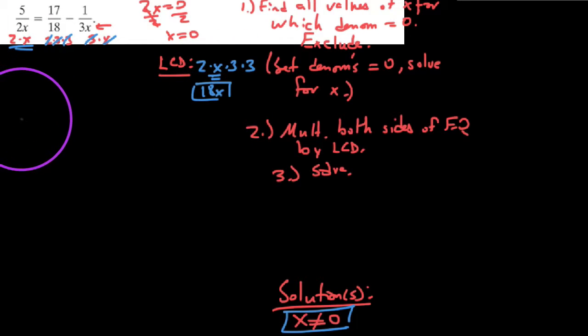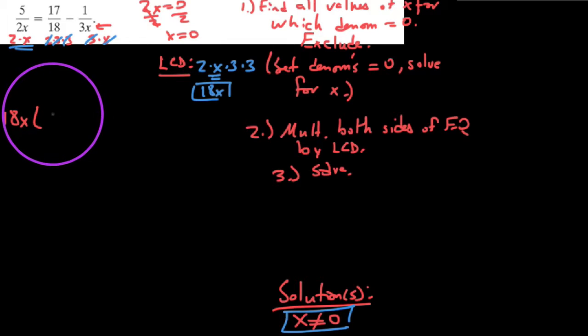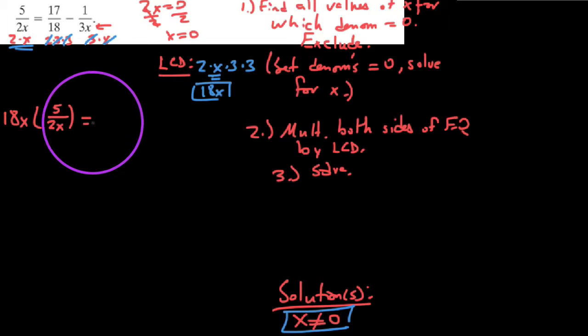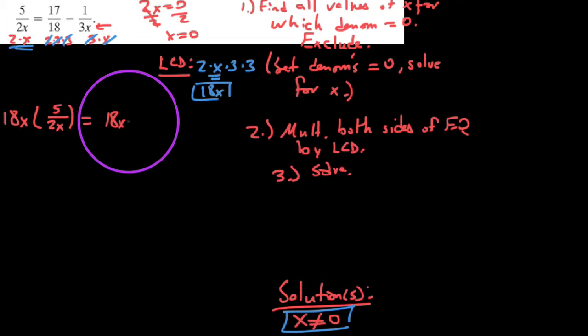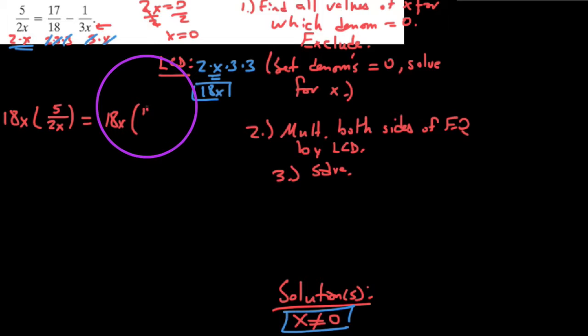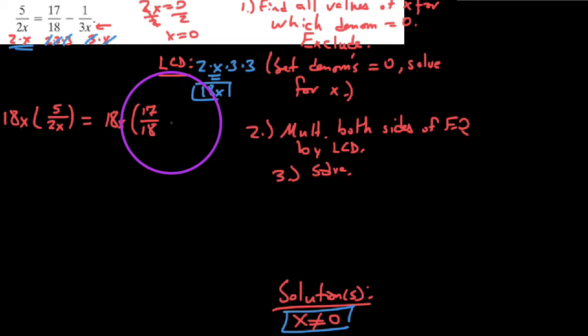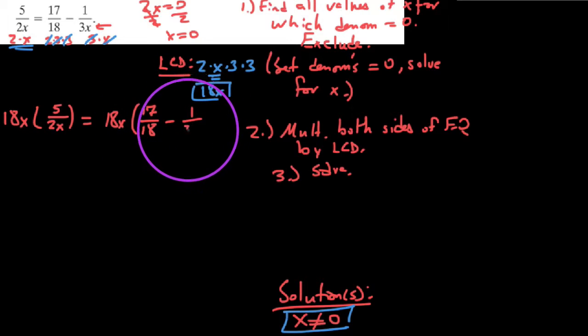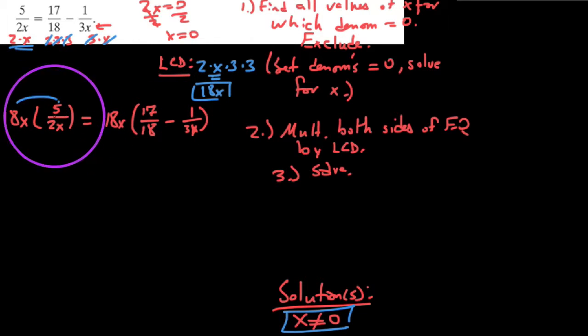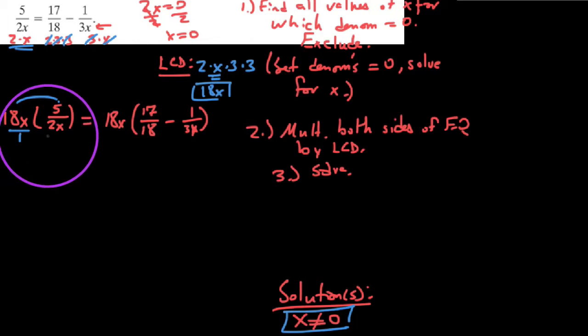So we're going to take this equation here, and we're going to say, let's multiply both sides by 18x. So 18x times the left side of this equation, we get 5 over 2x, is equal to 18x now times the entire right side, the entire thing. We say 17/18 minus 1 over 3x. And so we'll just go ahead and now simplify both sides, but what I want people to see is this is really 18x over 1.